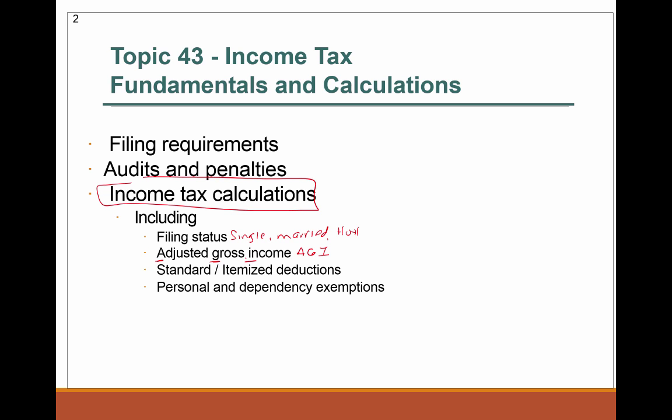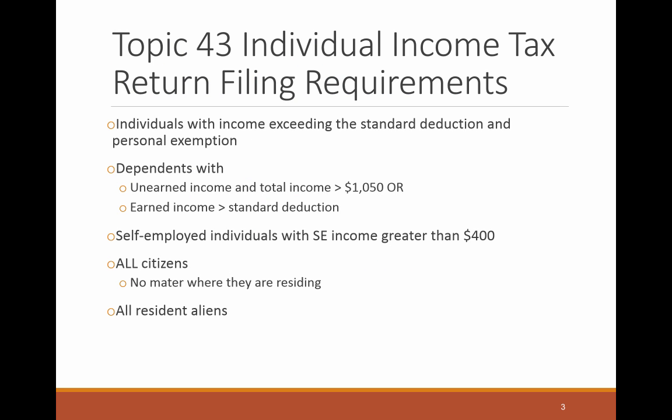This is the number that your actual tax is based on, and there are several inclusions and exclusions of AGI that we're going to talk about. Additionally, we're going to go over our standard deduction and itemized deductions. Itemized deductions are usually presented in Schedule A, and then we have our dependency exemptions and our personal exemptions.